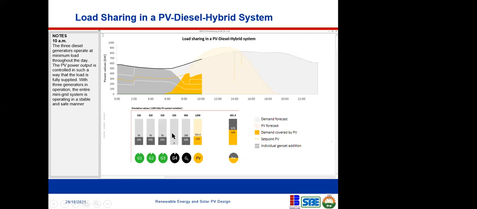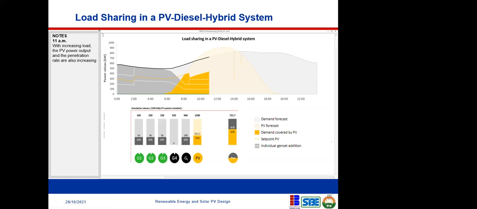So now this is 10 a.m. The situation continues. The 3 generators keep running at 30% load factor. Whatever is coming up from your solar system is derated, obviously, just to maintain the health of your generators. And the situation continues. Your generators keep on running at 30%.